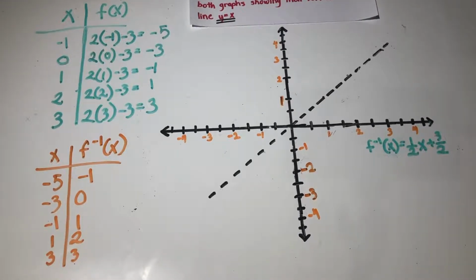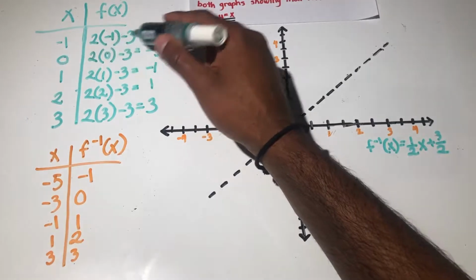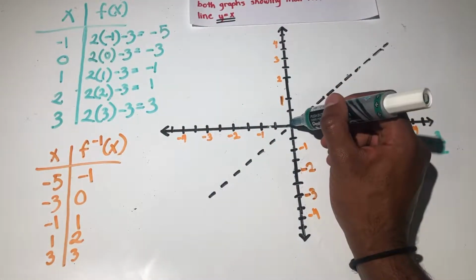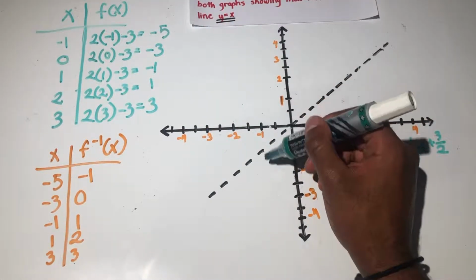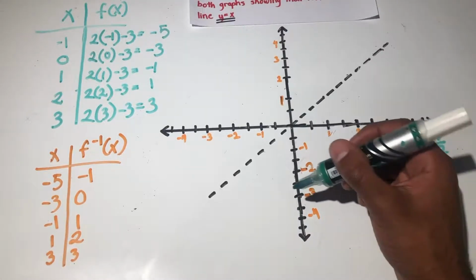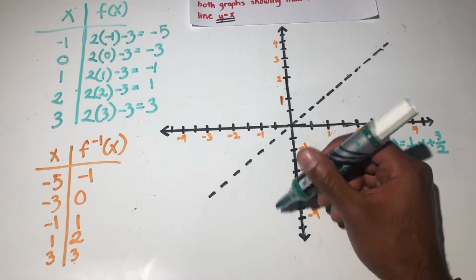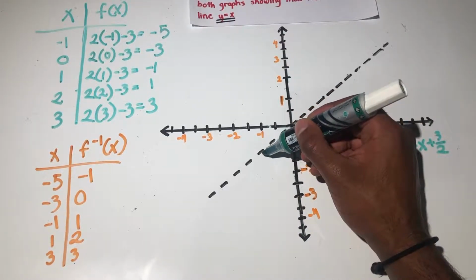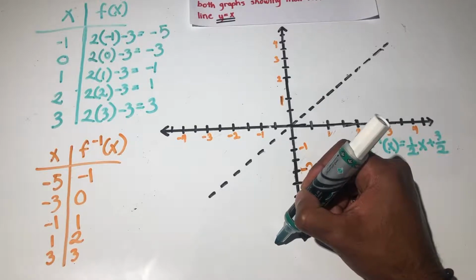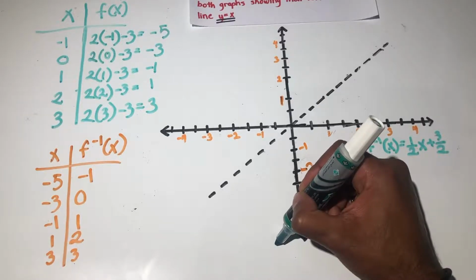Now we can finally go ahead and plot both functions on the graph. I'm going to color code it. I'm going to use green for the original function. So at -1, we have -5. Well, the graph only ends at 4.5, but we can use the edge of the arrow as -5. So -1, all the way down here at -5.